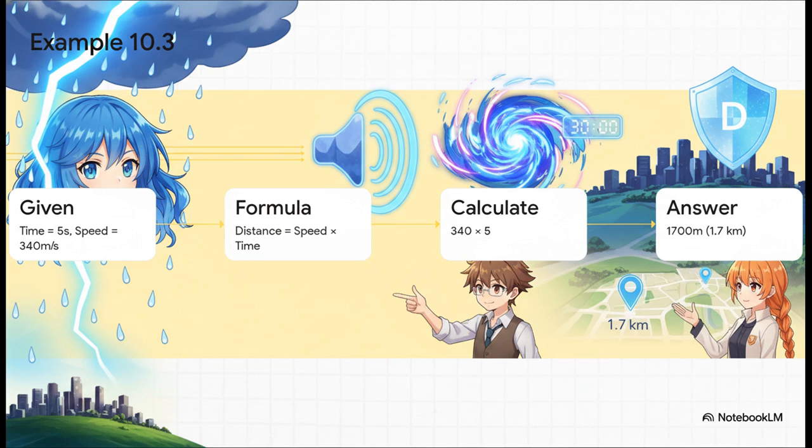To solve it, we just use the easiest formula in physics. Distance equals speed multiplied by time. We take the speed of 340, multiply it by the time of 5 seconds, and we get 1,700 meters, which is exactly 1.7 kilometers. Boom! The lightning struck 1.7 kilometers away. Practice this exact setup, guys. You will absolutely see time delay problems like this in your exams.